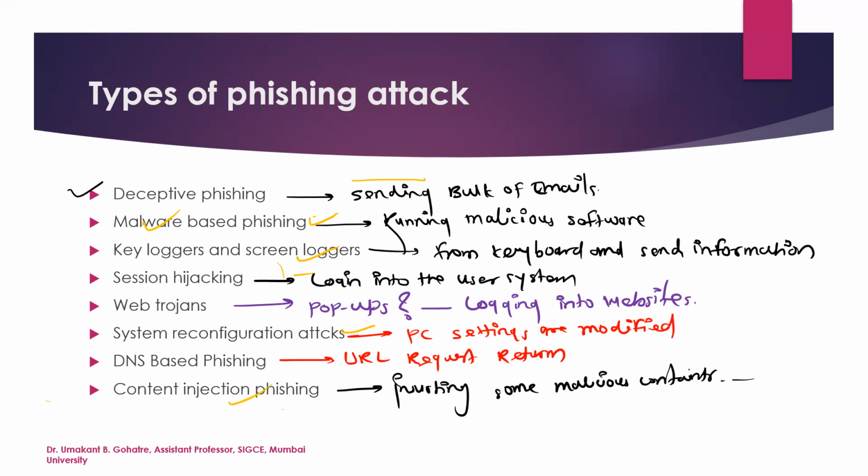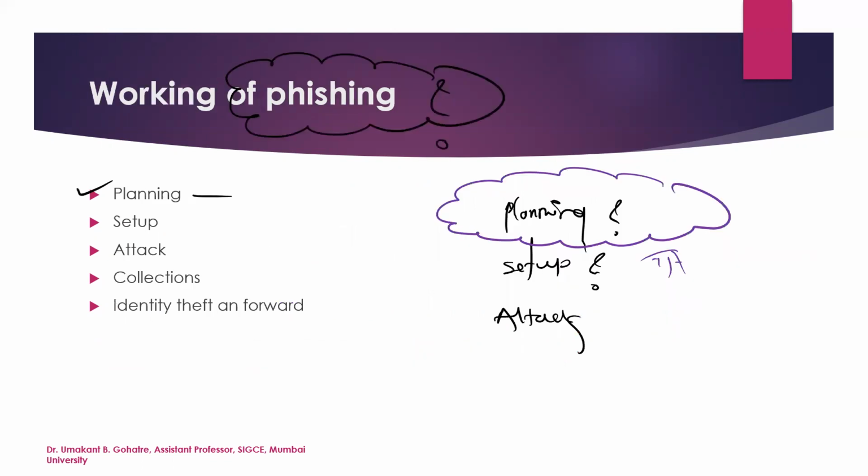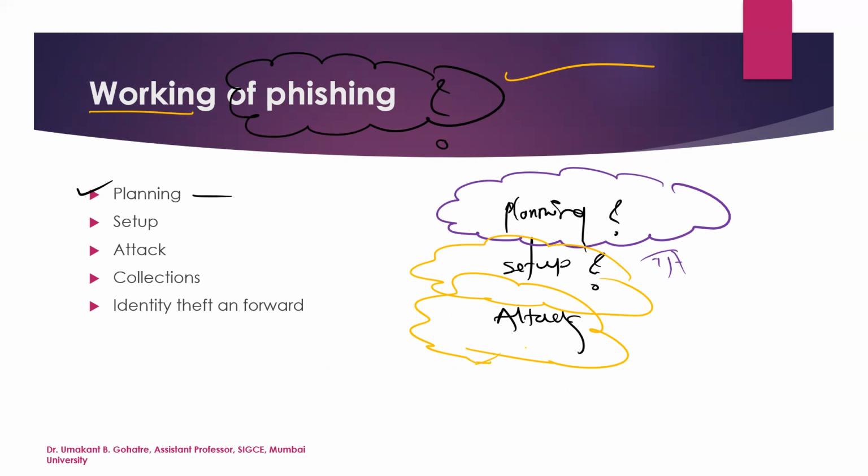Content injection is the act of inserting malicious content in a website, which can redirect to other websites or install some malware. So these are some basic types of phishing. Then the working of the phishing concept: first planning, then setup, then attack, collection, and identity theft.